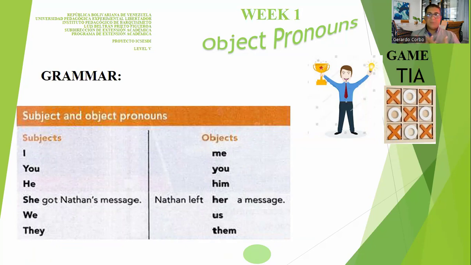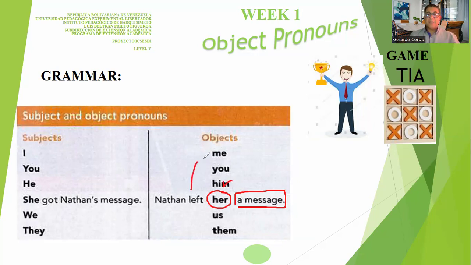The object is the receiver of the action. When you talk about Nathan and Nathan left her a message, in that case, we have two objects. You may ask, two objects? What is that? Well, after the verb, we have the object pronoun, and then we have a message. What did Nathan leave? A message. And who got the message? Who received the message? A lady, right? In this case, somebody we don't know here, right?